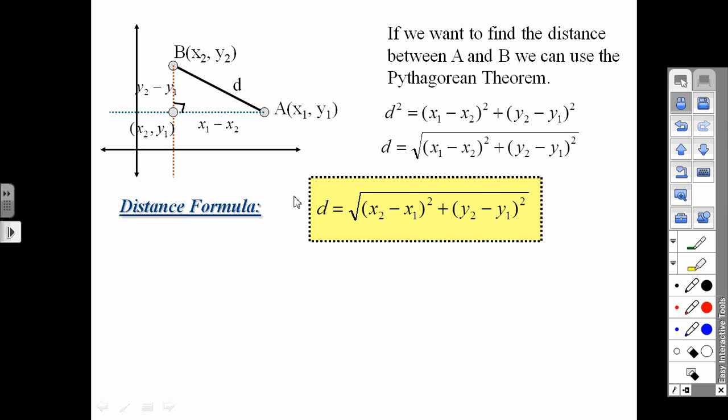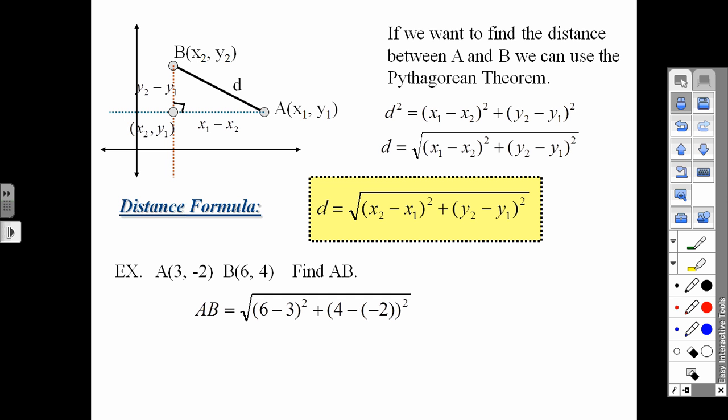Okay, so this is a formula that you guys need to commit to memory. There's a lot of formulas, right? So let's see how this works. Say we had these two points, these are the endpoints of the segment AB, and we want to use our distance formula to figure out the length of our segment. So we're going to plug everything in.